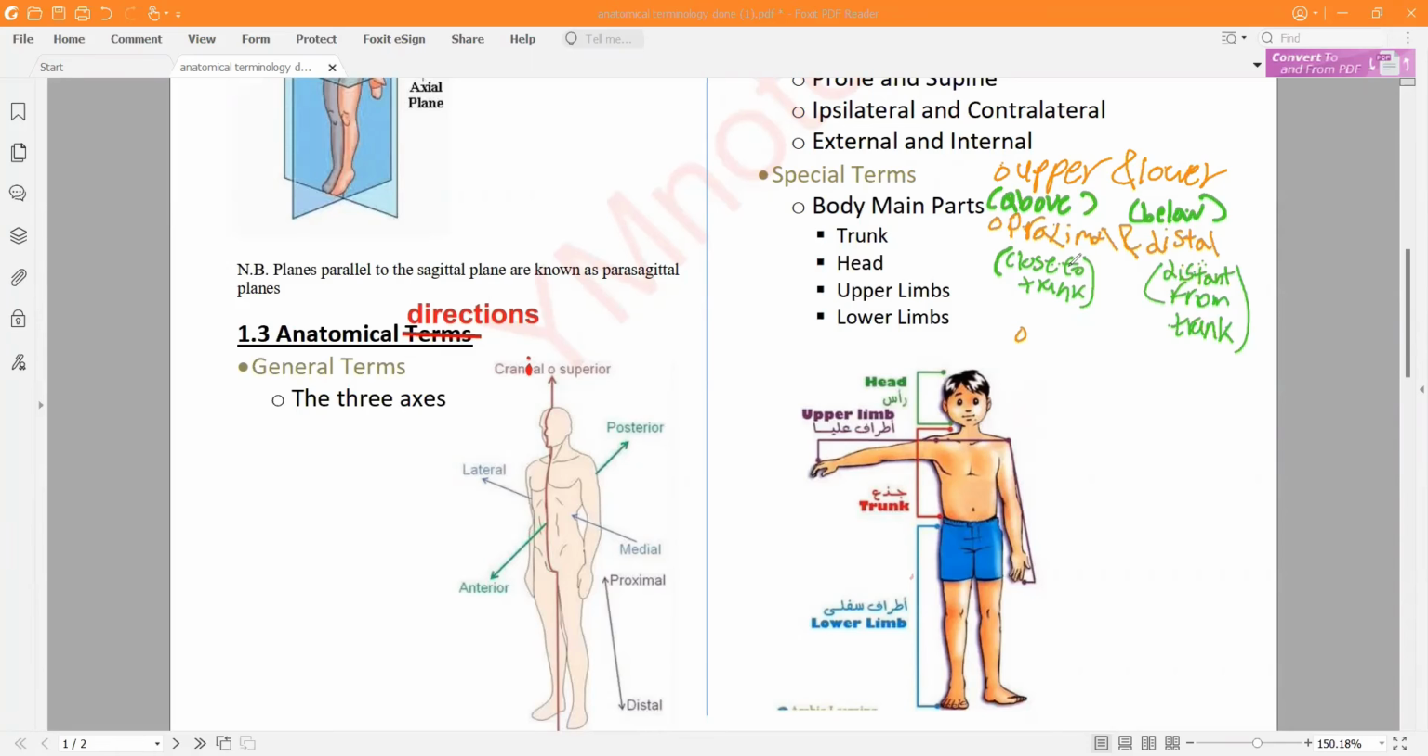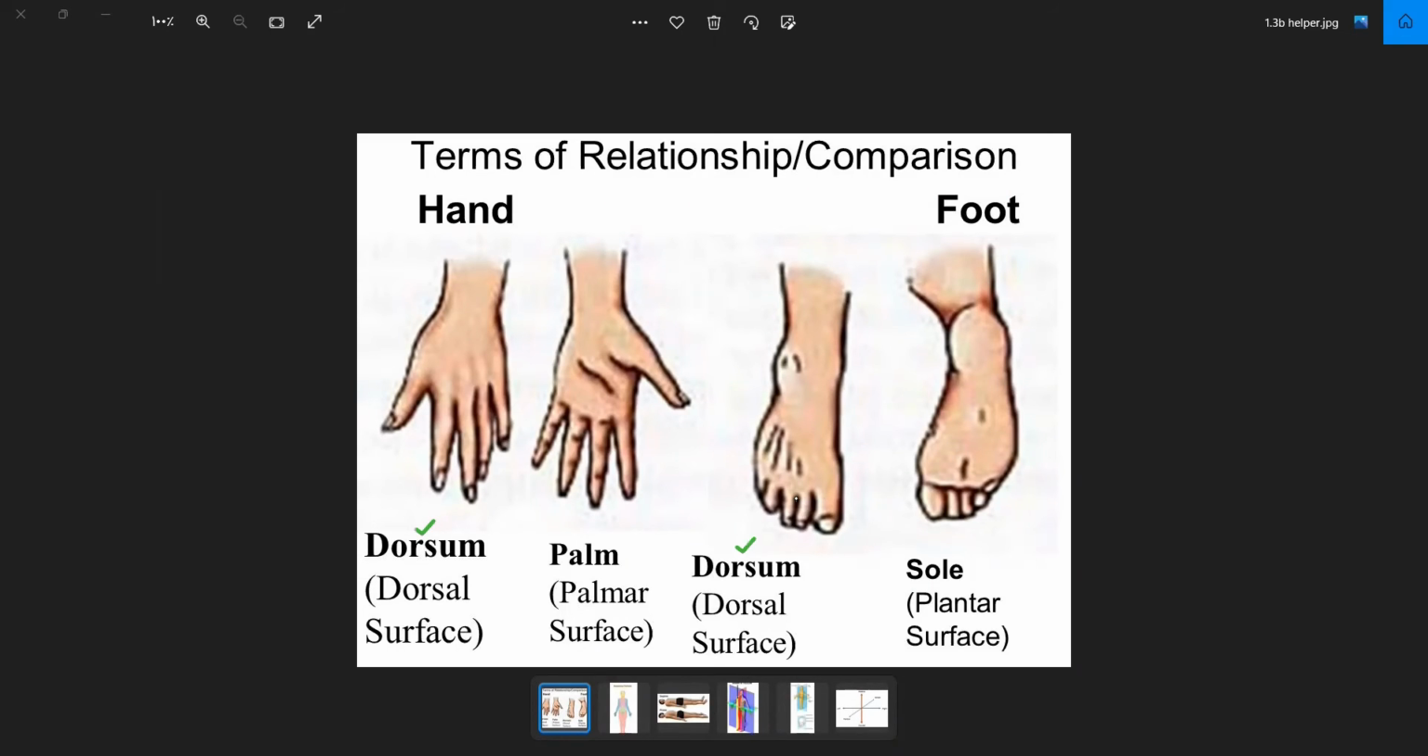The next two pairs can be put into a table like this. The hand's front is called palmar, while the hand's back is called dorsal. The foot's front is called plantar, remember with the T, like feet, while the foot's back is also called dorsum. Please write these special terms on your notes. Dorsum and dorsum are the back surfaces, while palm is the front surface of the hand, and plantar is the sole or the front surface of the feet. We can't say front, but we better say sole because it's not on the front, like the hands.